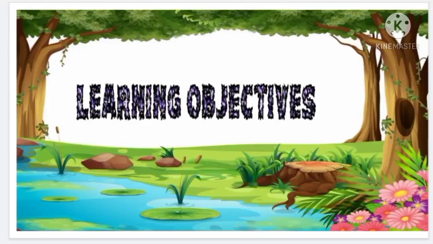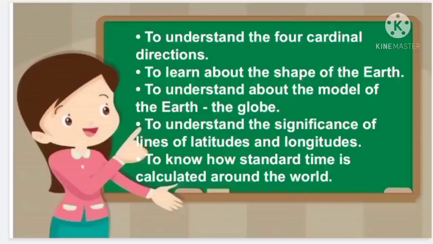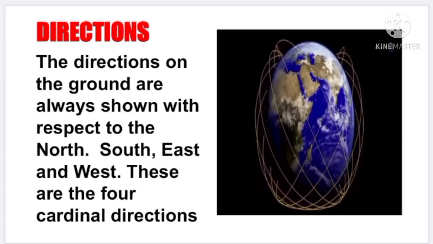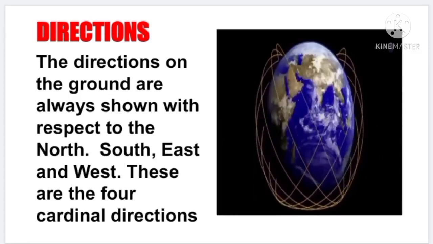Now let's see the learning objectives of this lesson. To understand the four cardinal directions, to learn about the shape of the earth, to understand about the model of the earth, the globe, to understand the significance of lines of latitudes and longitudes, to know how standard time is calculated around us. First, let's see about the directions of the earth.